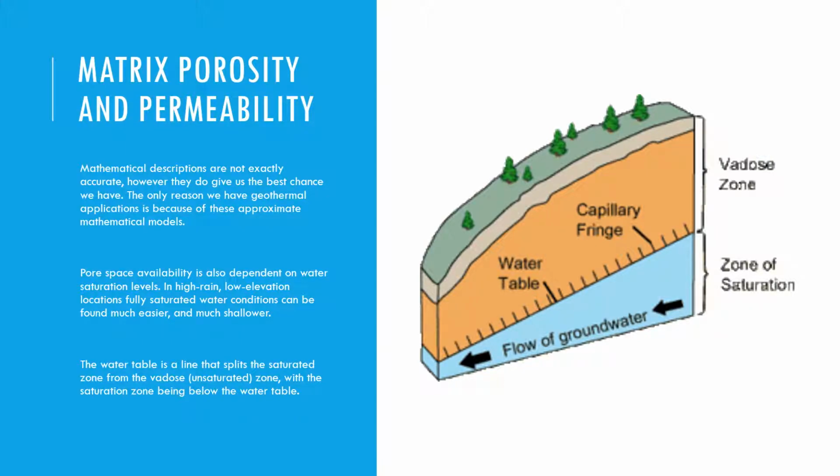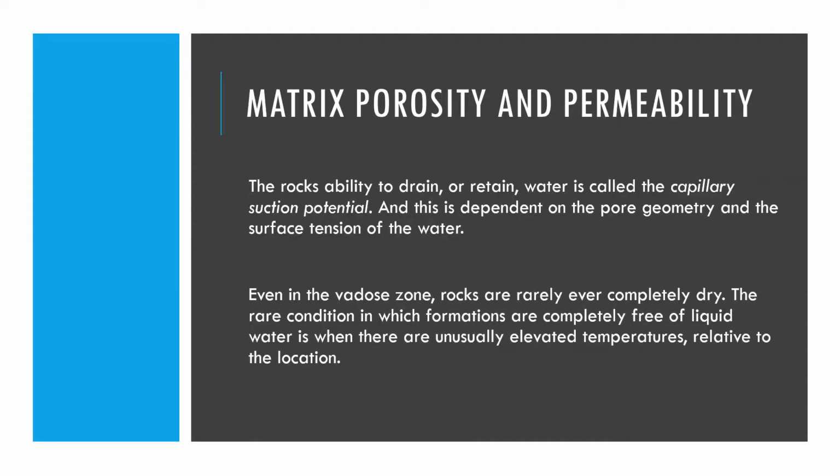Now, the vadose zone is the zone where the geological formations or rocks are unsaturated. And then the line that separates the vadose zone and the zone of saturation is called the water table. And so below the water table, all of whatever formation that exists there is completely saturated with water, and there's usually going to be water flowing there.